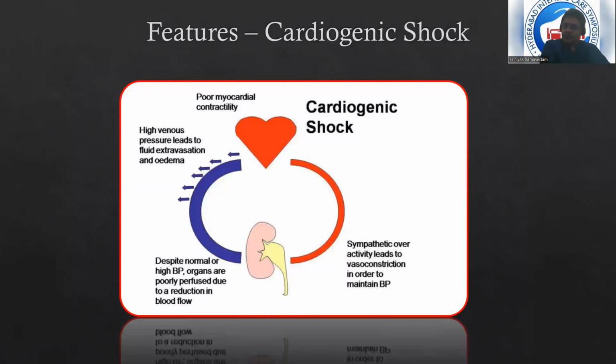When you look at the opposite end of the spectrum, it is cardiogenic shock caused by poor myocardial contractility. And because of the poor myocardial contractility, there is sympathetic overactivity leading to vasoconstriction in order to maintain the blood pressure. And because of the poor contractility, the emptying of the right heart into the left heart is impaired, which results in high venous pressure, leading to fluid extravasation and edema. So edema, therefore, is a characteristic feature of patients with cardiogenic shock, and which ultimately results in organ hypoperfusion.